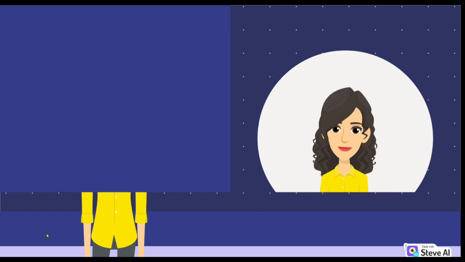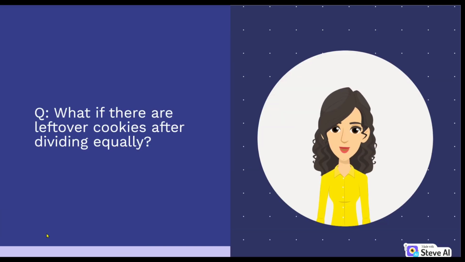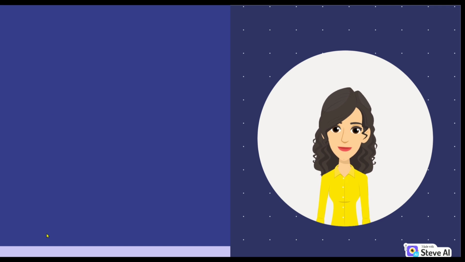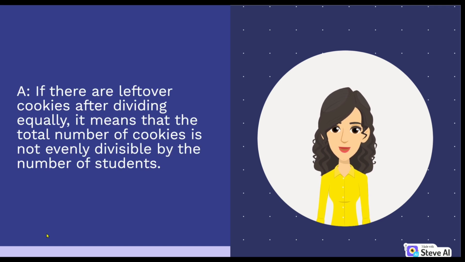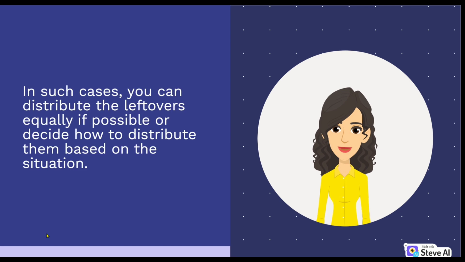Q. What if there are leftover cookies after dividing equally? A. If there are leftover cookies after dividing equally, it means that the total number of cookies is not evenly divisible by the number of students. In such cases, you can distribute the leftovers equally if possible or decide how to distribute them based on the situation.